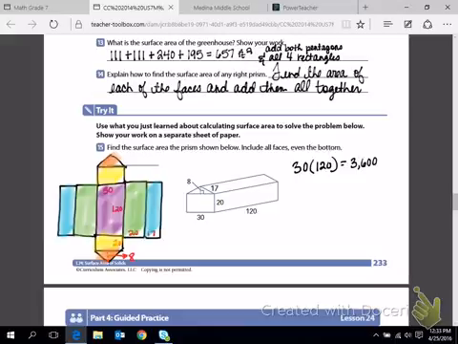Next, you look at the green sections, and you can see that the green is 20 by 120. And 20 times 120 is 2,400. But this green section is the same as this green section. So we'll multiply that by 2. And that gives us 4,800.